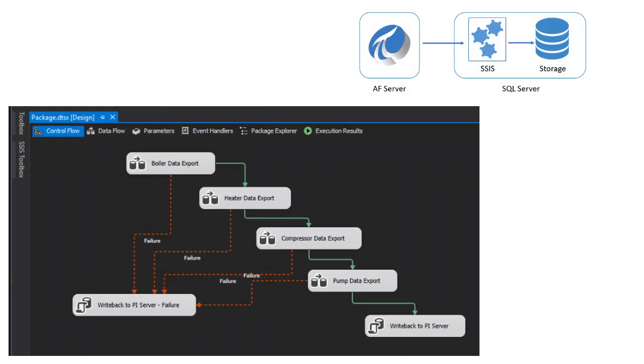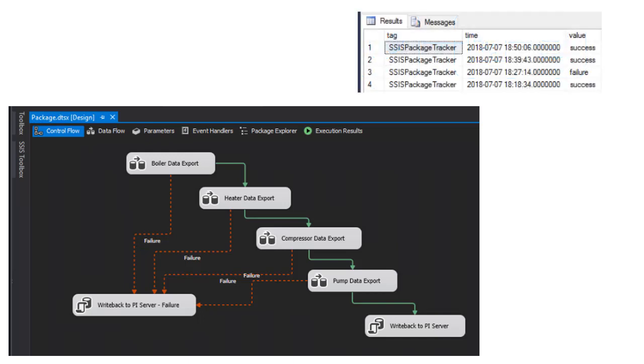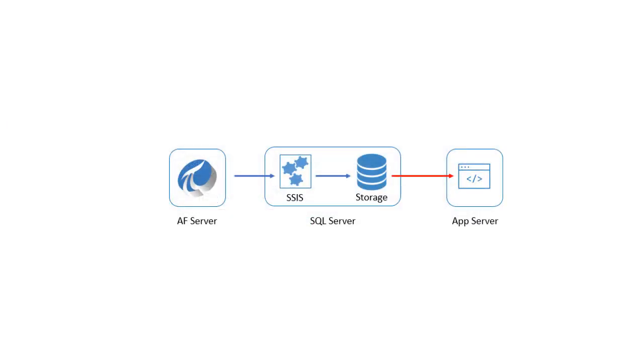With the SSIS package, we'll take data from the AF server, shape it, and store it in an external SQL database. Finally, once the data has been stored in the external database, we would like to write a success message back to a tag on the PI server that can track whether or not these packages were run successfully. This will allow any third-party client application to use this data without having to access the PI server.